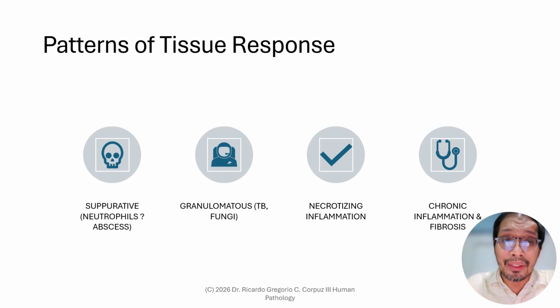Integrating patterns with pathogens. Different pathogens produce signature morphologic patterns. TB produces caseating granulomas, pyogenic bacteria produce abscesses, viruses produce cytopathic changes and inclusion bodies, fungi produce granulomas and necrotizing lesions, and helminths produce eosinophil-rich chronic inflammation. So recognizing these patterns helps you predict the likely pathogen and understand the clinical consequences.